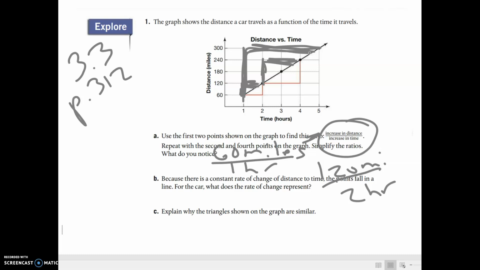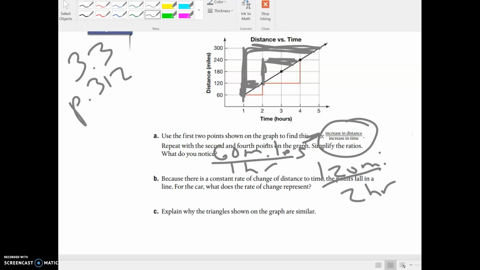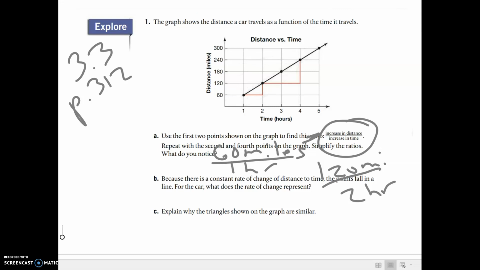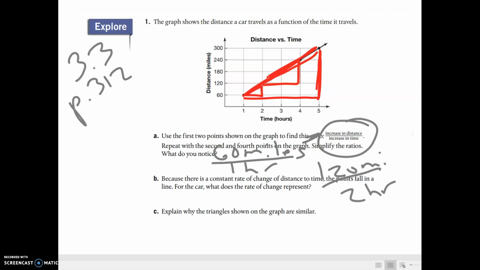And then it says, explain why the triangles on the graph are similar. So if you look at these triangles, they are proportional. They're just a scaled up version of each other. So this triangle here, if I double, then this doubles proportionally. Over here, if I make it 4 times bigger, notice the height is going to be 4 times bigger, and then the hypotenuse is going to be 4 times bigger as well. So it's just a scaled up version of the same triangle. So again, all these are proportional.